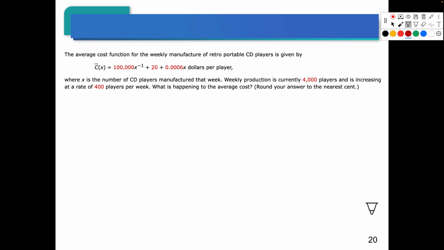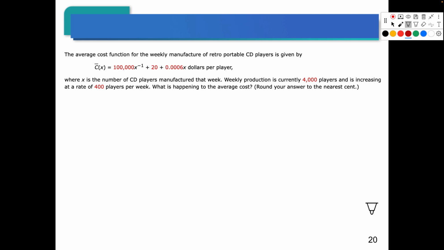And I think this is the last one. Again, this is another problem that is in the homework. Now, we did some of these with average cost functions, but remember what they gave us was the cost function, and we had to come up with the average cost function. We had to divide by x. In this case, they're already doing that for us.